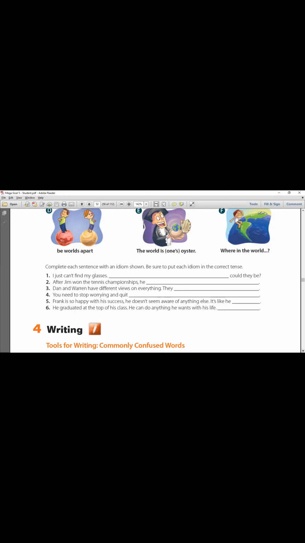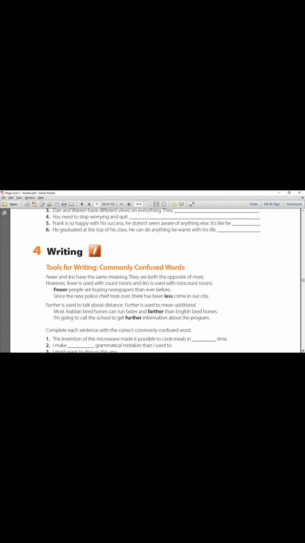Okay. Now here we have the writing. It's the last thing in the expansion units. Tools for writing: commonly confused words. Fewer and less have the same meaning. They are both the opposite of more. If you are familiar, the meaning of fewer and less means what? Not the same amount, which is fewer, but not the same, which is more also.